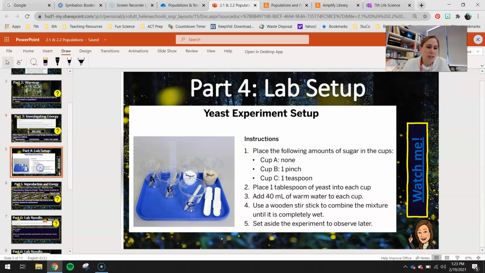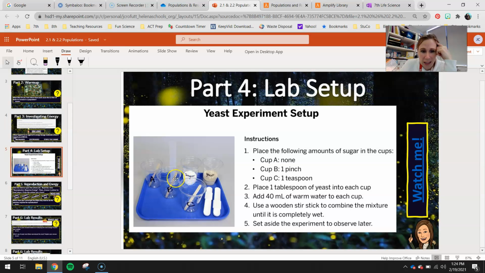All right, part 4 is a little lab, and obviously you guys are doing this from home, so unless you have yeast, which if you guys have yeast at home, you're more than welcome to try this. I have just this simple little setup here with 3 cups, A, B, and C. And then you guys are going to add the same amount of warm water, about 40 milliliters, or about an inch of water in the bottom of those cups, as long as you add the same to each cup. So add about an inch or 40 milliliters of water to each of the A, B, and C cup.